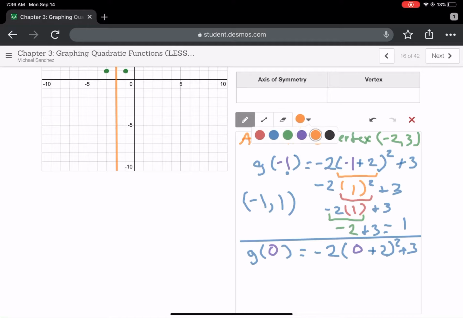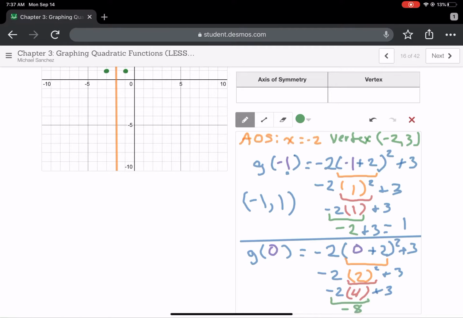Parentheses go first. 0 plus 2 is 2. Everything else comes down, negative 2, power of 2, plus 3. So then I do the exponent. 2 to the power of 2 is 2 times 2, which is 4. Everything else I bring down. Multiply. Negative 2 times 4 is negative 8. Bring down the 3, which is negative 5. All right, so our next point is 0, negative 5.